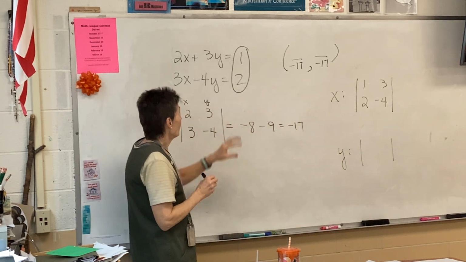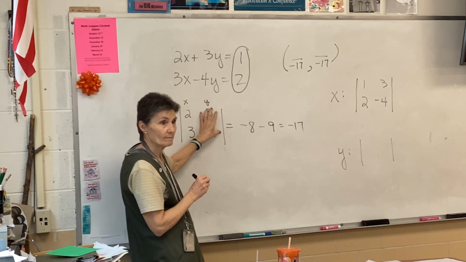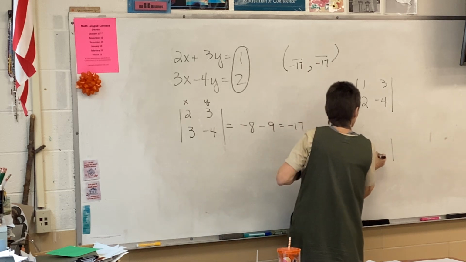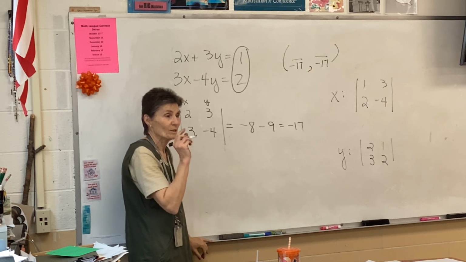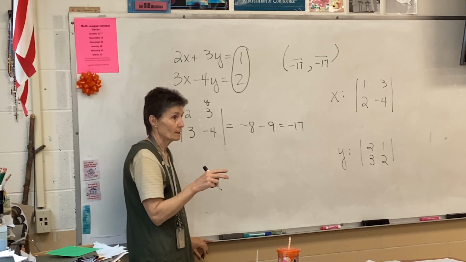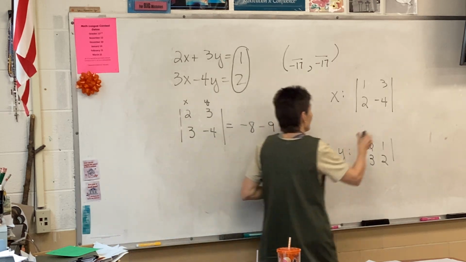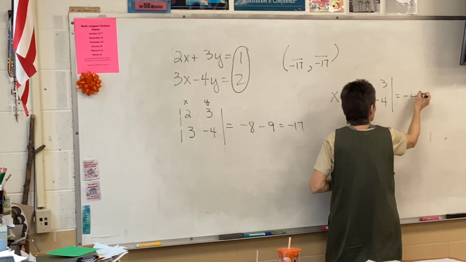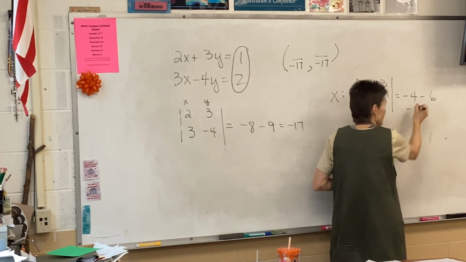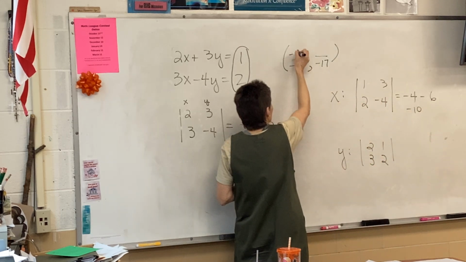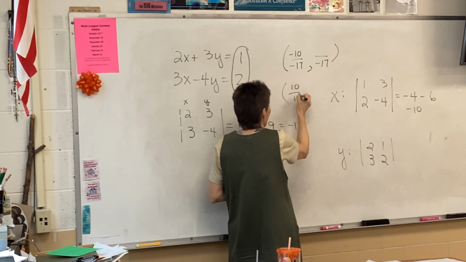Same thing, only I'm going to cut these out and paste them on top of y. So that looks like 2, 3, 1, 2. So whichever letter you are solving for, that's where you paste your constants. All right, so what do I have here? I'm going to evaluate this one, so I have -4 minus 6, I'm subtracting, so I get -10. So that's my numerator right here. Now, I always reduce, so that's going to be positive 10/17.